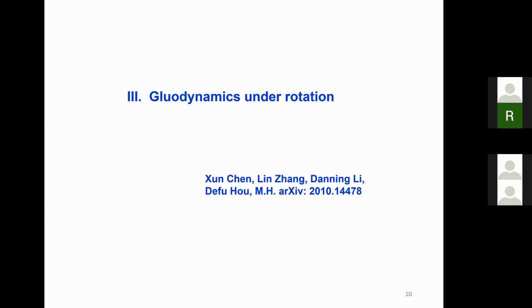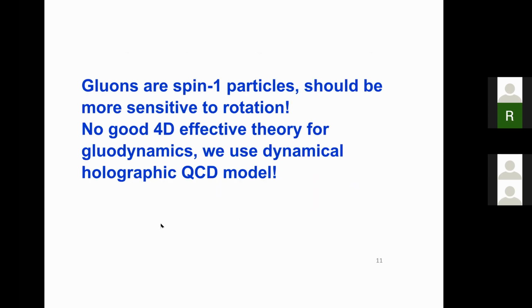Okay, so as I showed, the rotation plays a very important role. Basically, spin-1 particles, or vector particles, are very sensitive to rotation, and gluons are spin-1 particles. So we should, in some way, take into account the effect of rotation on gluons. But in four dimensions, we don't have a very good effective theory to deal with gluons. So in this part, I will use the dynamic holographic QCD model.